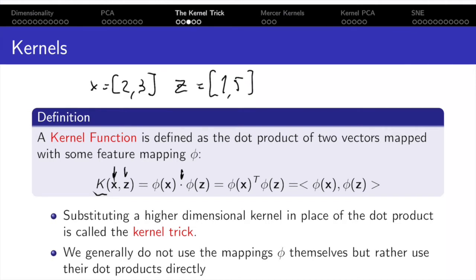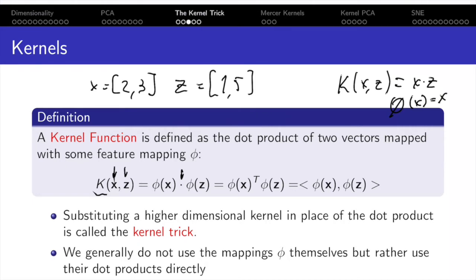second mapped vector. And usually, for example, in our cases where we looked at linear SVM, linear PCA, k was very simple. k was just the dot product of x and z. And we'll see how that happens in a minute. But essentially, the mapping of x was x itself. So we didn't do any mapping. The kernel was just the dot product.